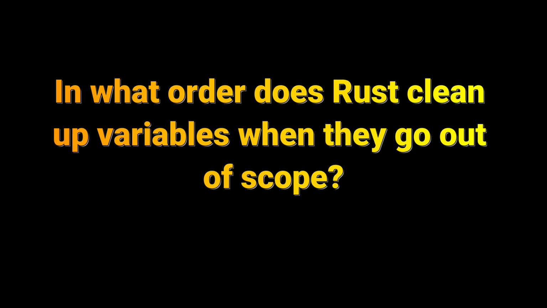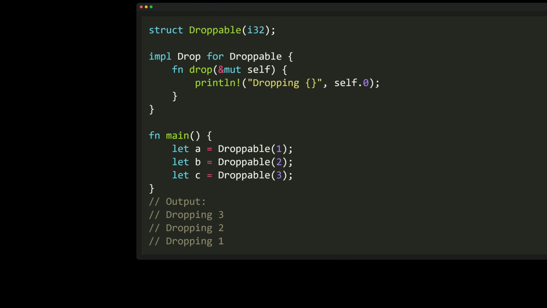Question: in what order does Rust clean up variables when they go out of scope? Rust cleans up variables in reverse order of how they were created. This is called last in, first out, or LIFO. The variable that was created last gets dropped first, and the one created first gets dropped last. So if you create 3 items, the third one is cleaned up first, then the second one, and finally the first one. This matches how variables are stored on the stack and helps ensure proper cleanup.